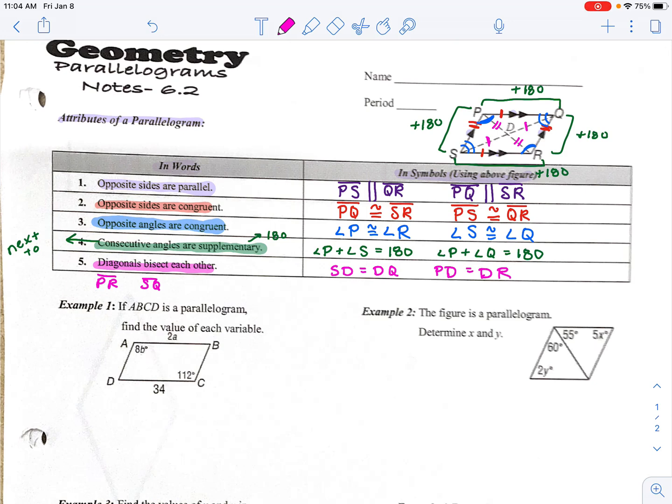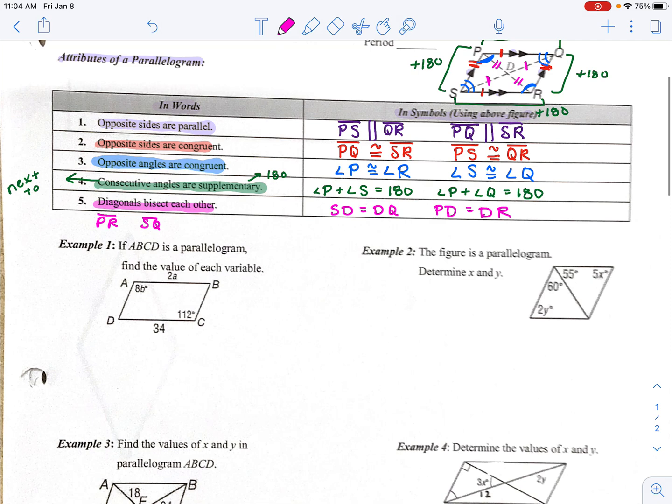I know that's a lot of information, but we're going to try some problems where we use these attributes and these properties to help us solve for variables and figure out different things.